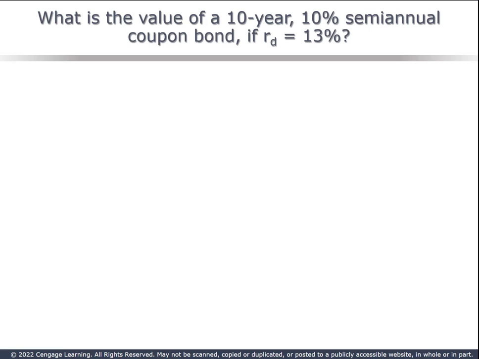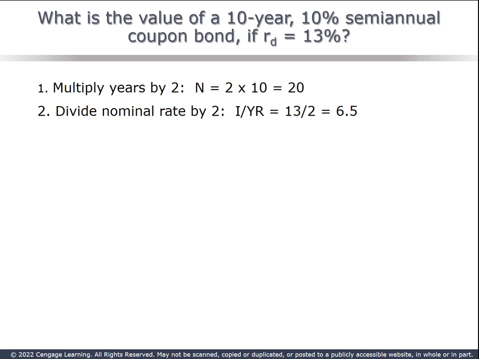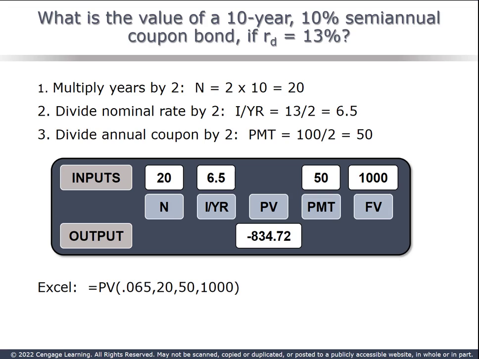Here's an example. A 10-year, 10% semi-annual coupon bond with a yield to maturity of 13%. N is 10 years times 2, 20. Divide the nominal rate by 2. I/Y is 13 divided by 2, 6.5. Payment, face value times the coupon rate divided by 2, $50. Solving for present value, $834.72. Those are all the changes you need to make.